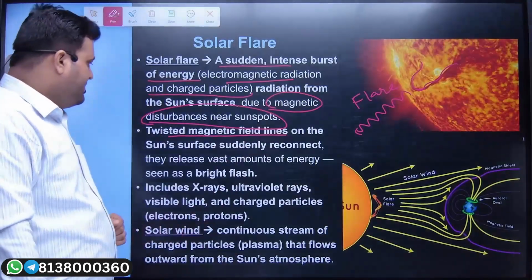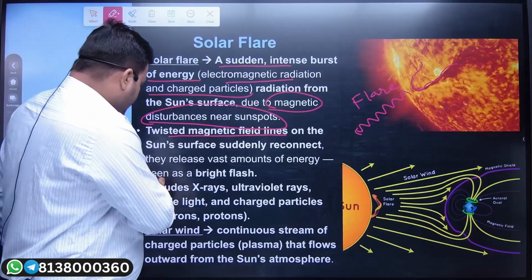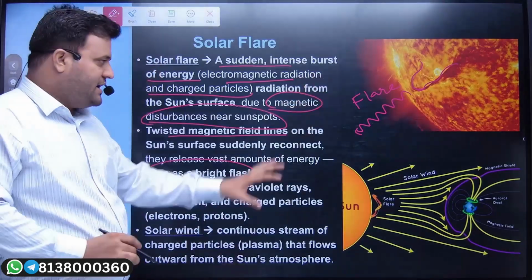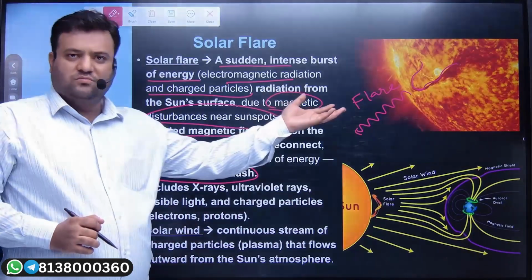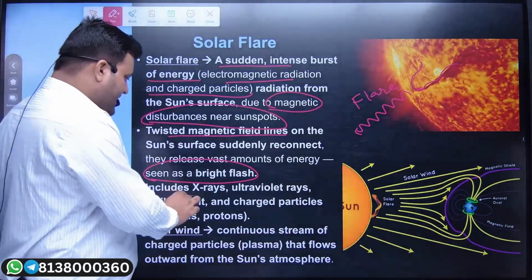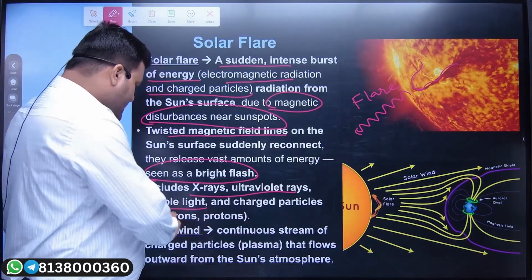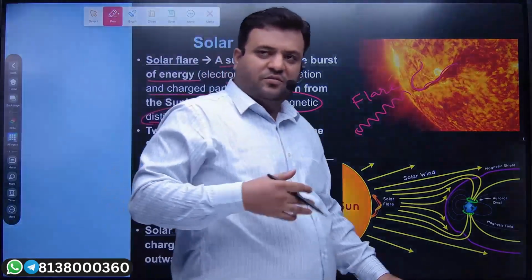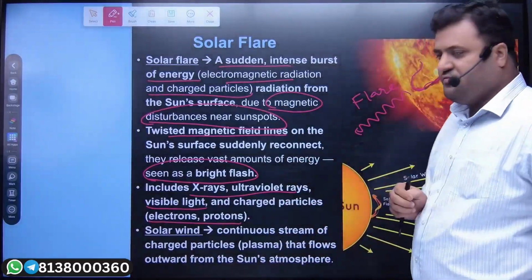It will be known as what? Flare, solar flare. And yes, there will be a bright flash apart from the solar flare. And I told you this flare includes what? X-rays, ultraviolet rays, visible light could also be there, and yes, we can have electrons, protons, or other charged particles. There could be alpha, beta particles as well with respect to this kind of interaction.